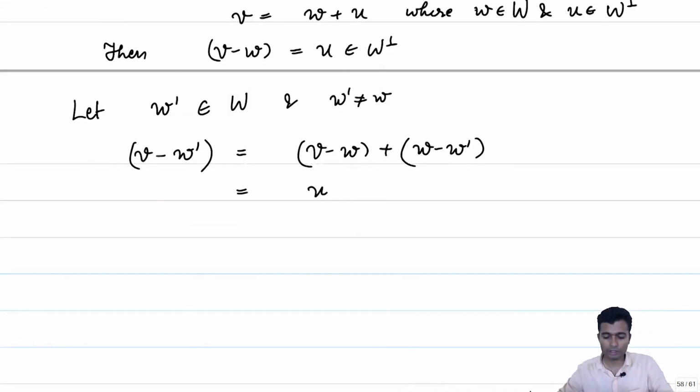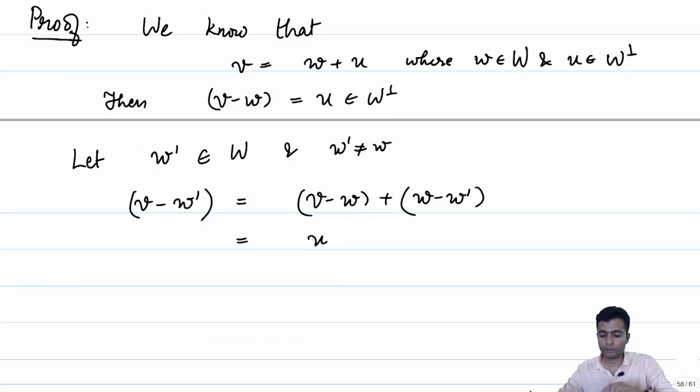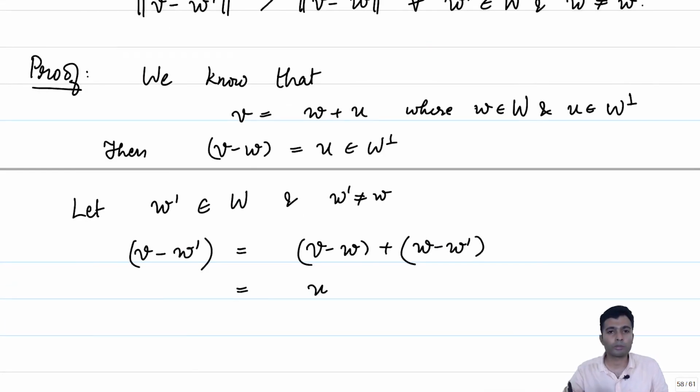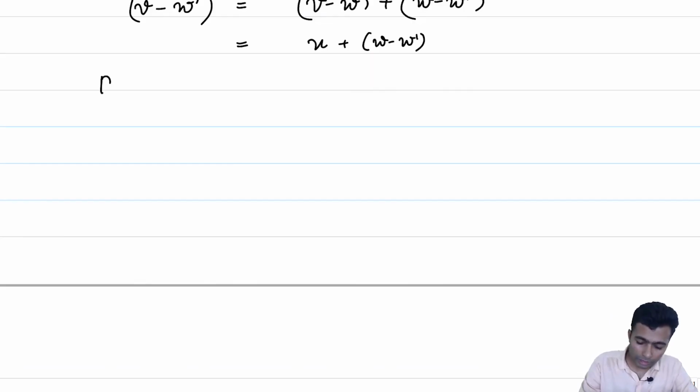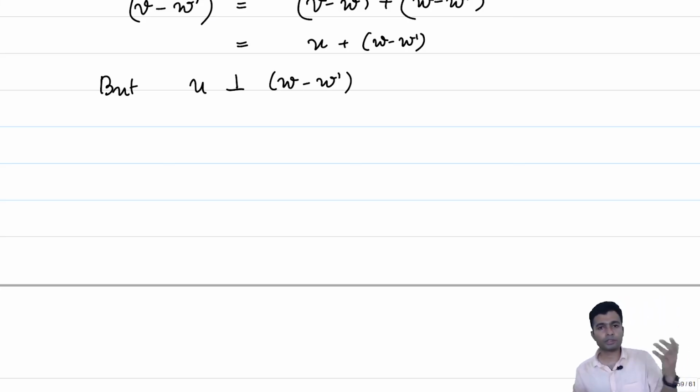So, if you notice here, V minus W is equal to U, which is in the orthogonal complement of W, and therefore this is just U plus some vector W minus W prime which belongs to capital W, right? But U is orthogonal to W minus W prime, because U is in the orthogonal complement of W and W minus W prime is a vector in capital W.